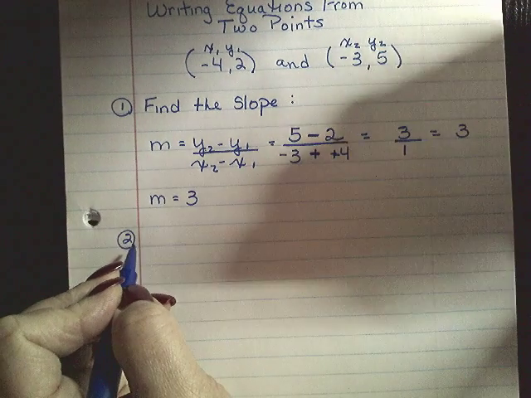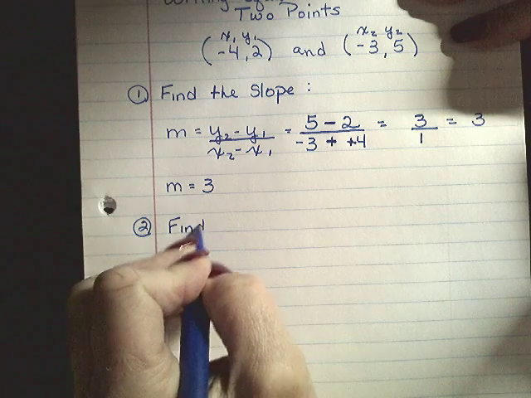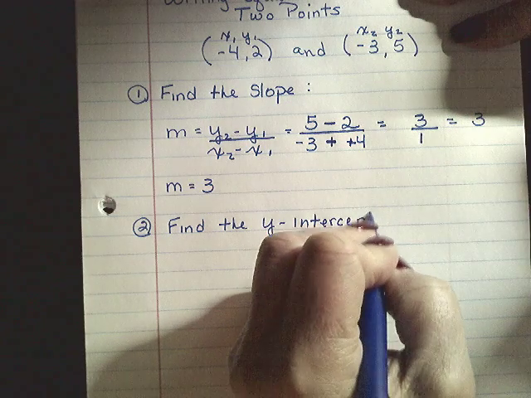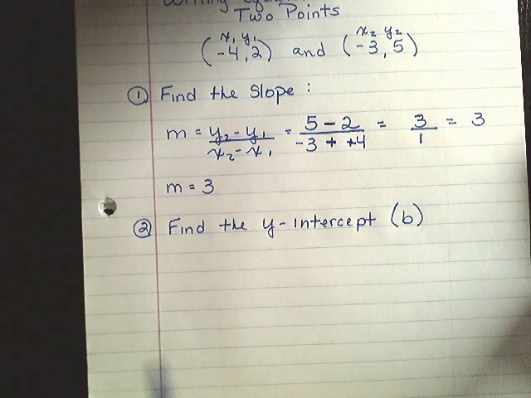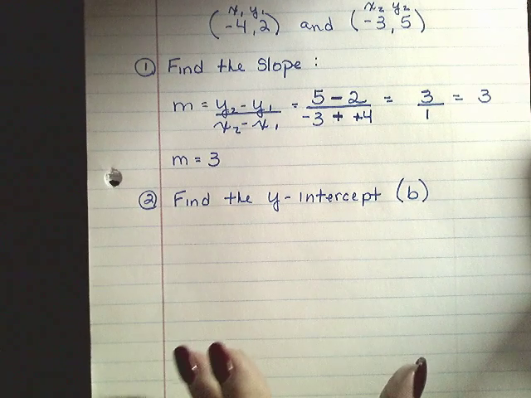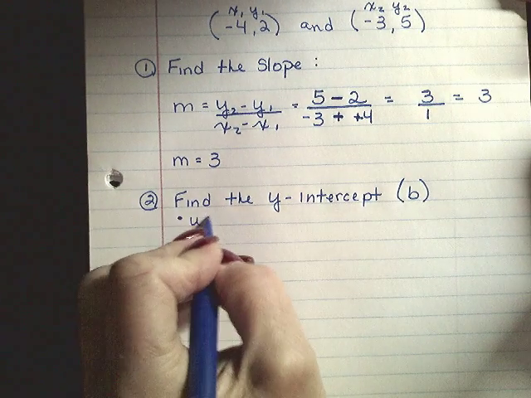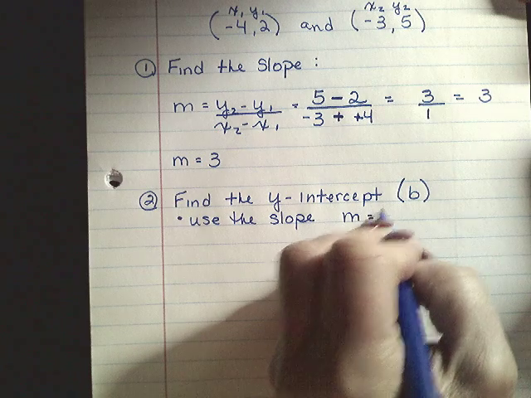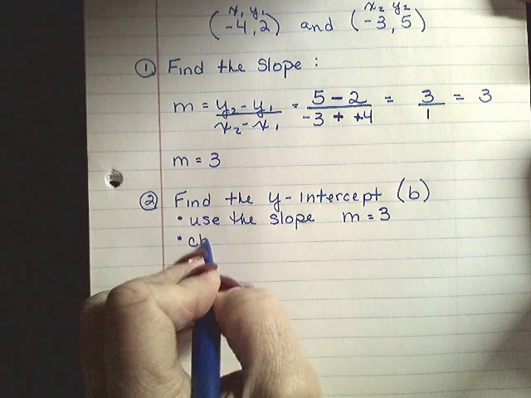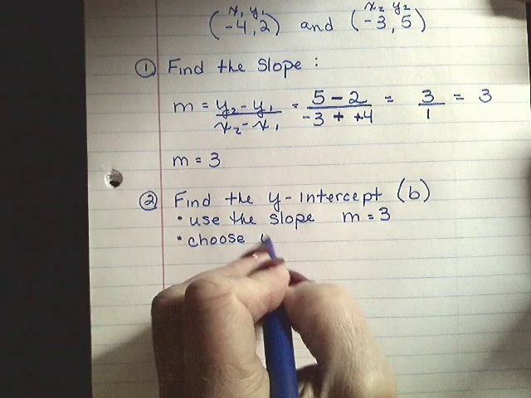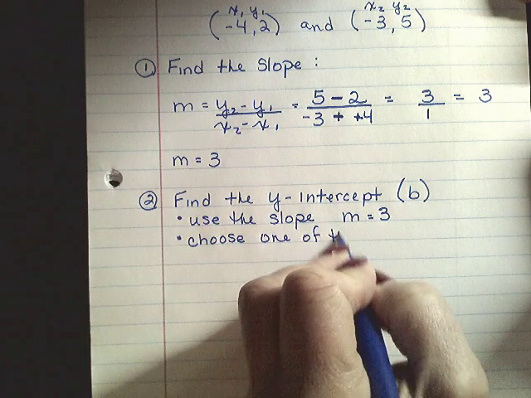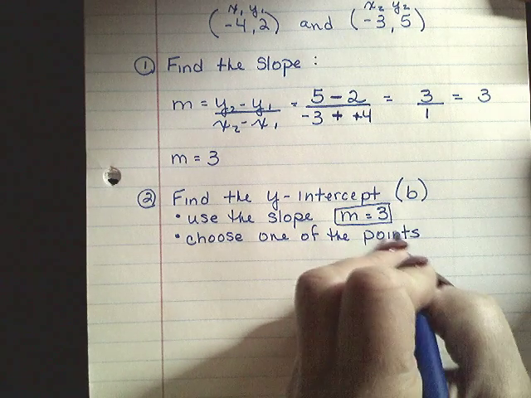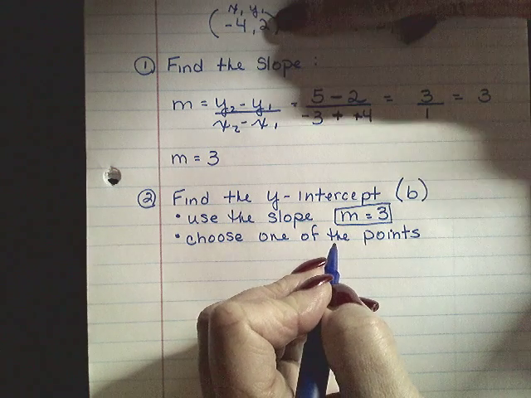Now step 2 is to find the y-intercept, which is our b. Okay, now we just did this, so we're going to use the slope, which is m equals 3, and choose one of those 2 points. So choose one of the points. So I think I'm going to use (-4, 2).